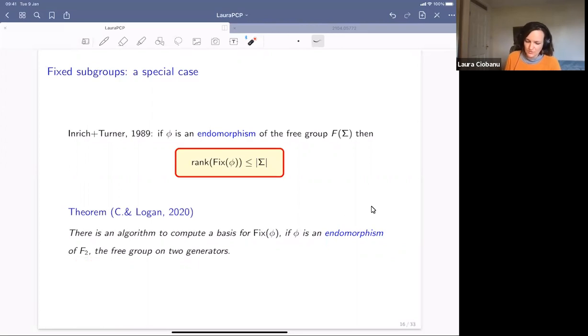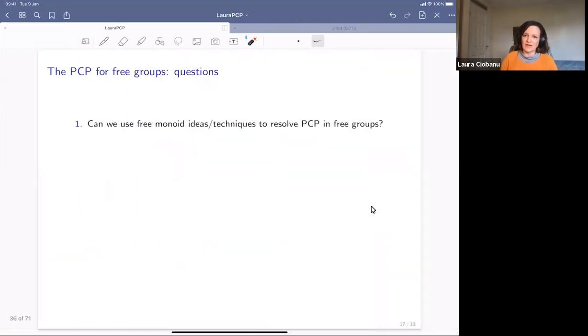But I don't want to talk about fixed subgroups. I want to get back to PCP, so equalizers. And the question is, can there be some connection between computer science and math? Can we use some ideas from computer science in group theory, or maybe the other way around as well?